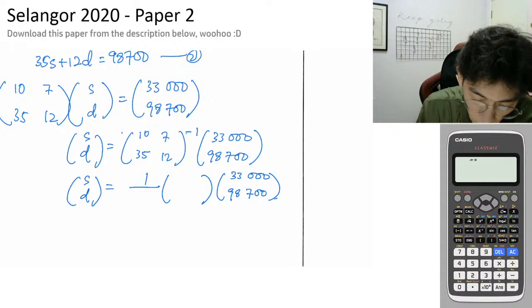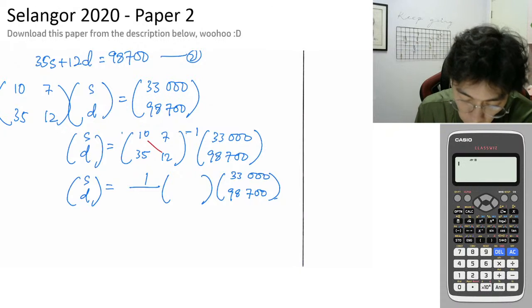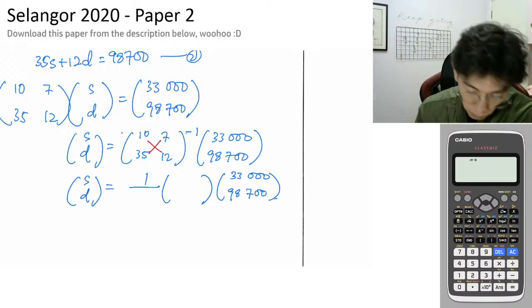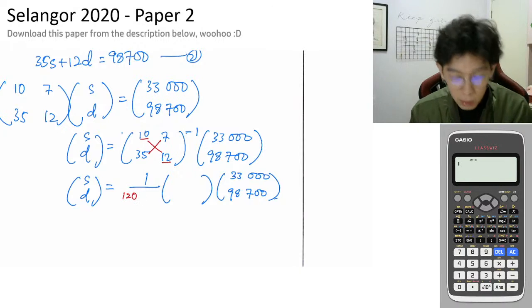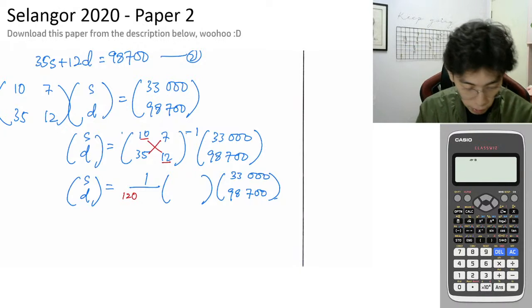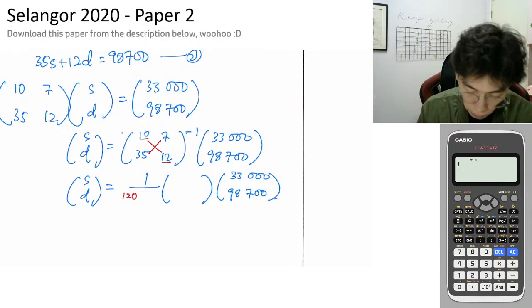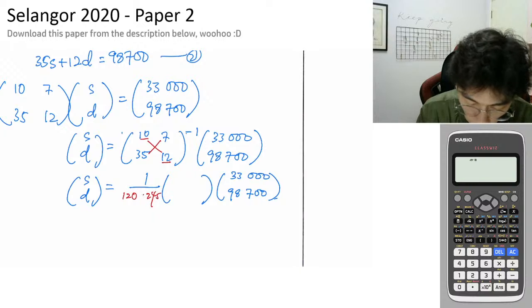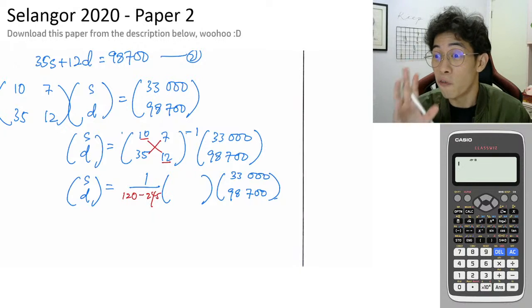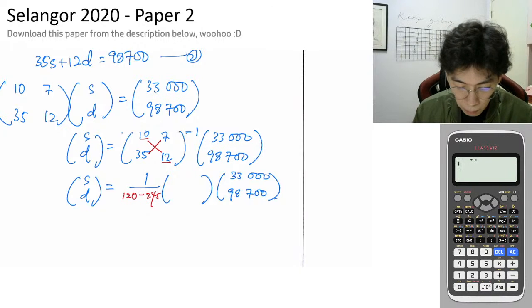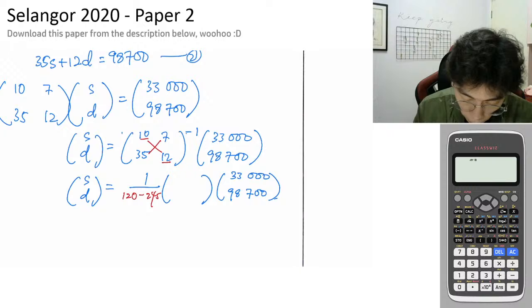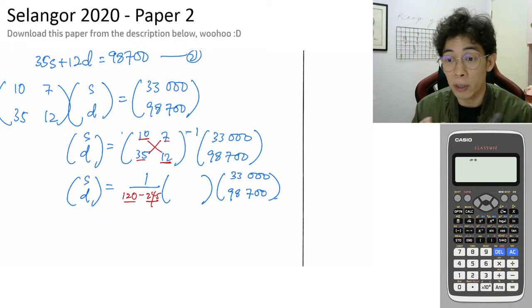So SD, do your inverse. So 1 over bracket 33,000, 98,700. Be careful with the wording, the numbers, everything. Write nicely. Look at how I do the inverse. Put a cross to remind yourself. The first one, 120. The next one, take your calculator: 35 times 7 is 245. You put a minus. Remember, that's a formula. So you're going to minus it. I repeat again, 10 and 12, you get this. 35 and 7, you get this, and the formula shows minus.